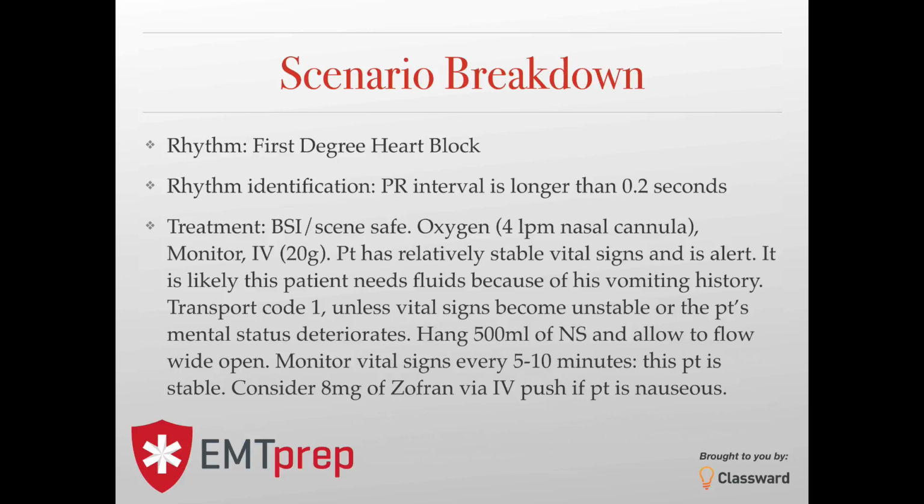The patient has relatively stable vital signs and is alert. It is likely that this patient needs fluids because of his vomiting history. I'll transport code 1 unless vital signs become unstable or the patient's mental status deteriorates. I'll hang 500 milliliters of normal saline and allow it to flow wide open. I'll monitor vital signs every 5 to 10 minutes because this patient is stable. I'll also consider 8 milligrams of Zofran via IV push if the patient remains nauseous.